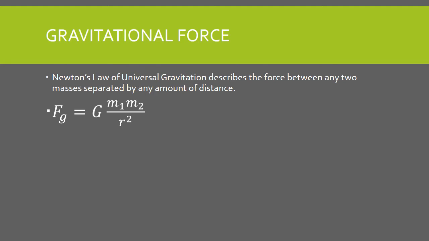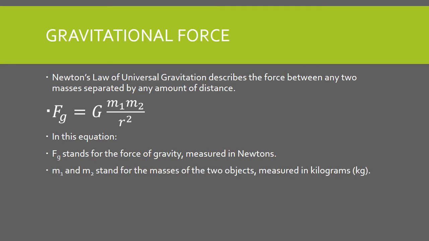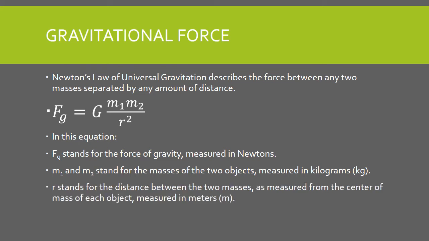So the equation is Fg equals GMm over r squared, or G times m1 times m2 divided by r squared, where Fg stands for the force of gravity, measured in newtons, like force always is. The m1 and m2 stand for the masses of the two objects, measured in kilograms. And r stands for the distance between the two masses as measured from the center of mass of each object, measured in meters.